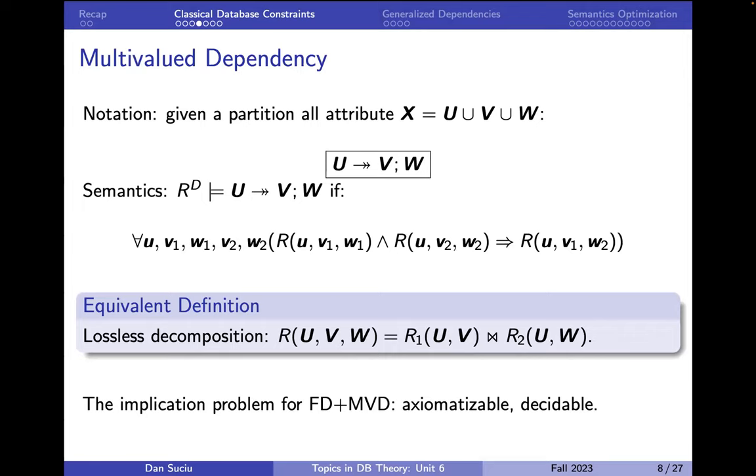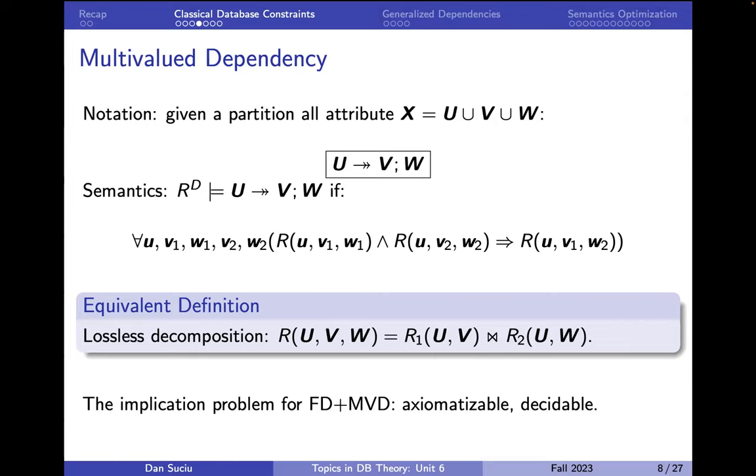Multivalued dependencies. Are you okay? Should I go on? Multivalued dependencies. Here it's convenient to expose all three disjoint sets of attributes that cover all the attributes X. So we have a partition into U, V, W. A multivalued dependency is denoted like this: U multivalued determines V semicolon W. Traditional textbooks often omit W, but that's very ugly. It's much more natural to include both because the roles of V and W are symmetric.